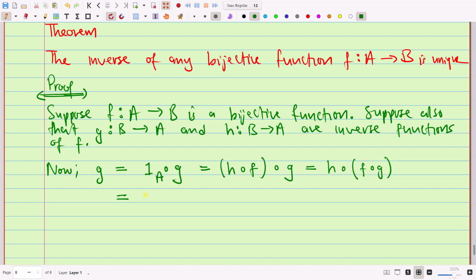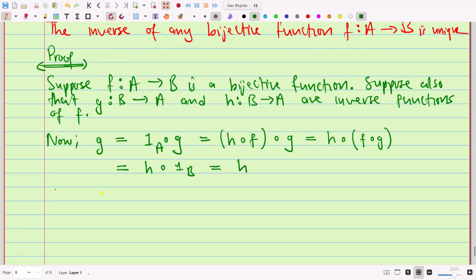But what will that give me? So if I compose f and g, you will see that actually I will get h∘1B. You see that? But we know that any function composed with the identity is just itself. So I get h. So therefore, what we have just proved here is that g and h are just one and the same function. So thus, it follows that the inverse is unique. So yeah, that's how the proof goes.